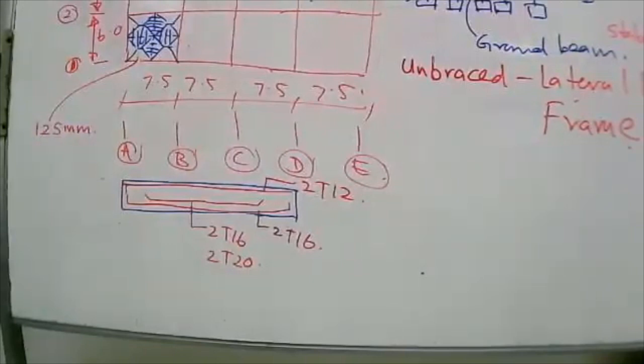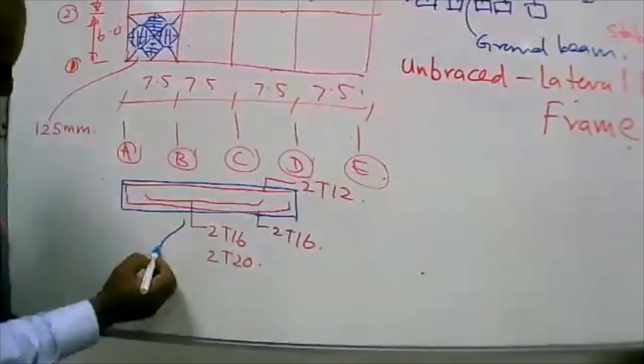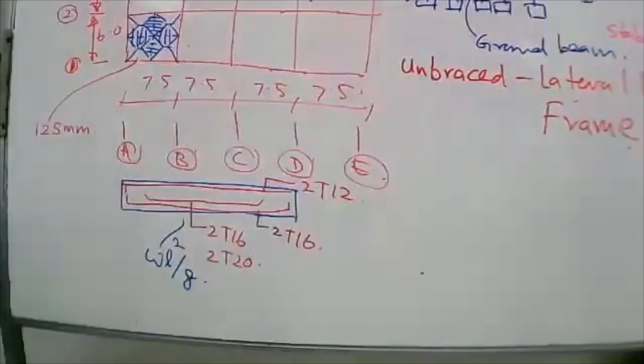But the most important thing is, what is the bending moment used for design? WL squared over 8. Because secondary beams must be designed as simply supported. Is that clear? Yes, sir. Yes, clear. So you can see, we can make a significant saving by going with secondary beams, where the secondary beams are designed as simply supported. Whether it's Eurocode or British code, still the secondary beams are designed as simply supported. What is the reason for that?